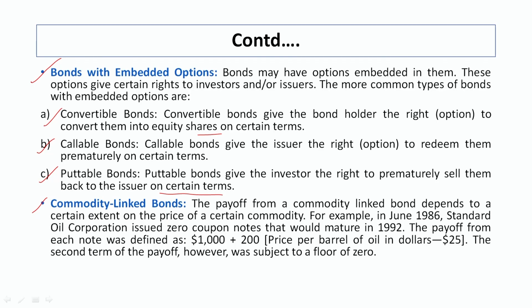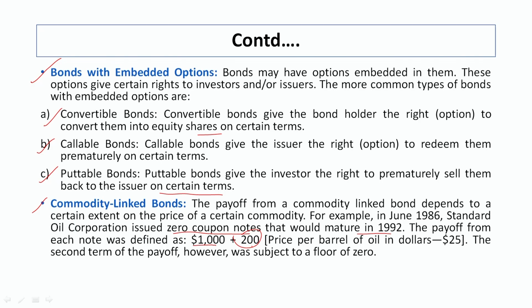Commodity linked bond means bonds which are linked to a particular commodity against which the bond has been issued. So, in this particular example, in June 1986, Standard Oil Corporation issued zero coupon notes that would mature in 1992. The payoff from each note is defined as $1,000 plus 200, where this 200 depends on the price per barrel of oil in dollars minus $25. So, they are going to give 1000 plus 200 rupees. The second term of the payoff, however, is subject to a floor of 0. So, these are certain terms and conditions associated with that particular bond.